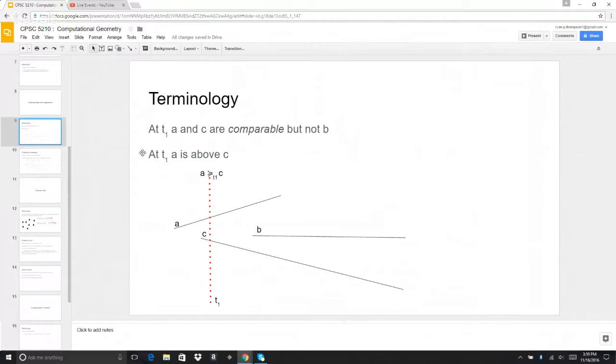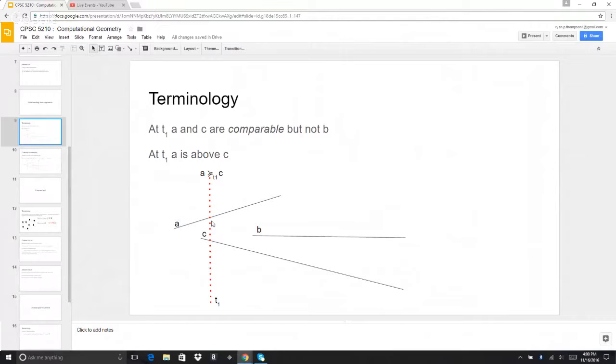The second terminology unique to this section is at T1, A is above C. So again, on this line segment, A comes before C. And when I say comes before, we look at the endpoint ordering. So if A and C ended together, we would go to the first point to determine. But here, A is above at this segment.